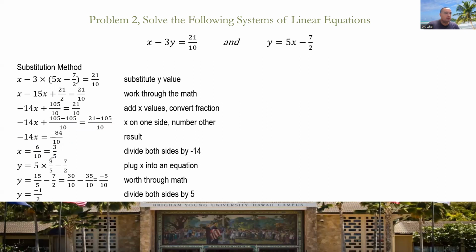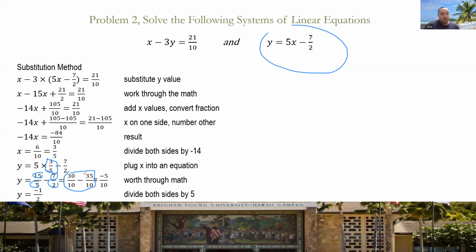We can take that number and plug it into this equation. You can do the equation that seems to make the most sense, easier for it to work through. We plug it in right here. We get y equals 15/5 minus 7/2. Let's take this, multiply it by 2. Let's take that, multiply it by 5. We end up with that thing.